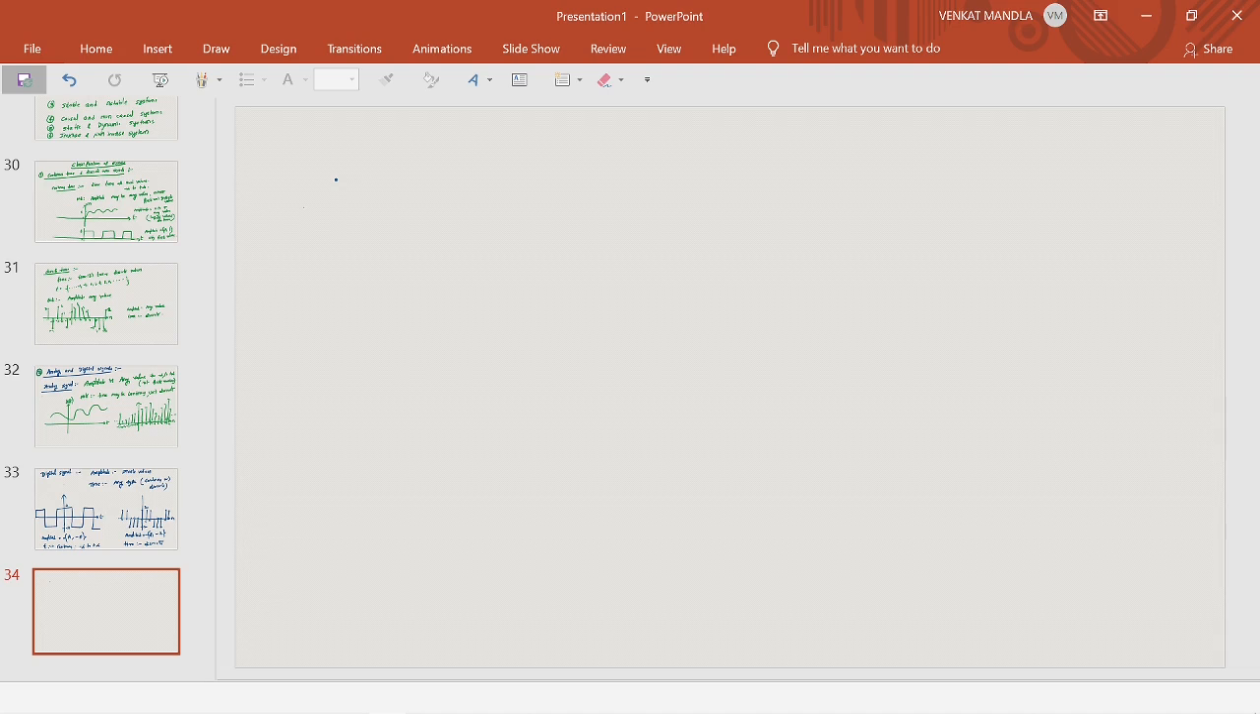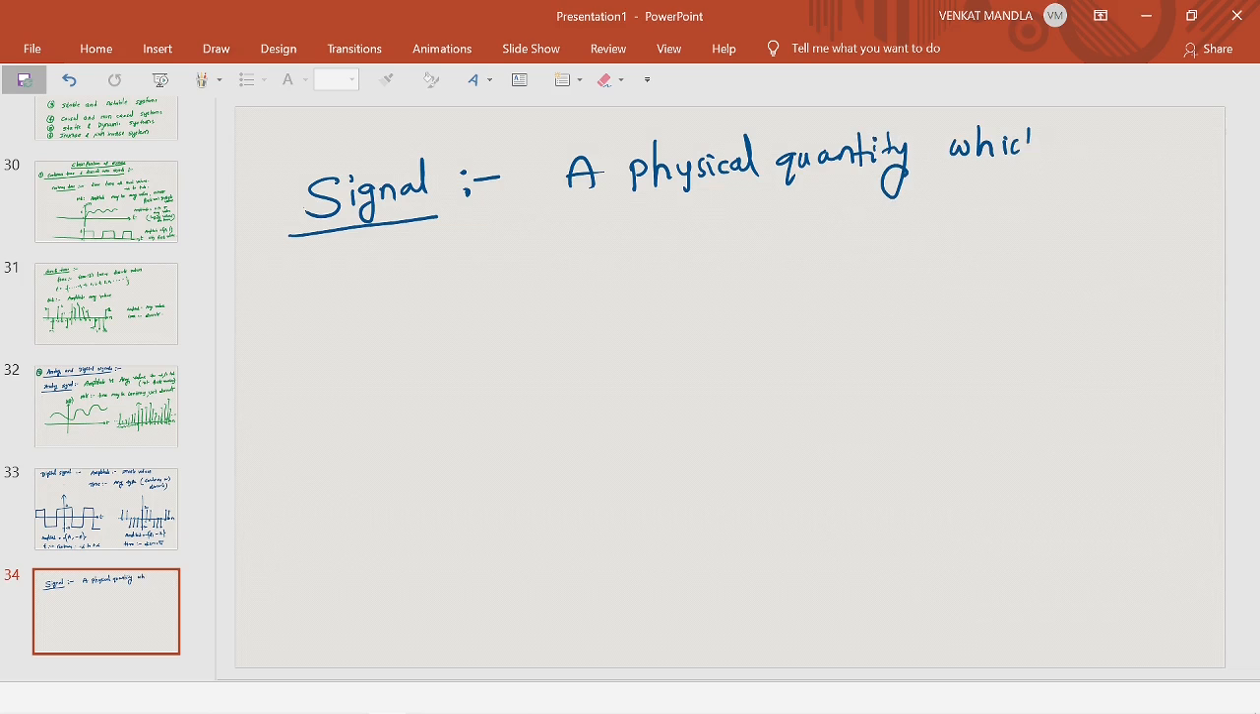So first I will define a signal. What is meant by a signal? A physical quantity which contains a meaningful information. So whatever which contains a meaningful information is called a signal.